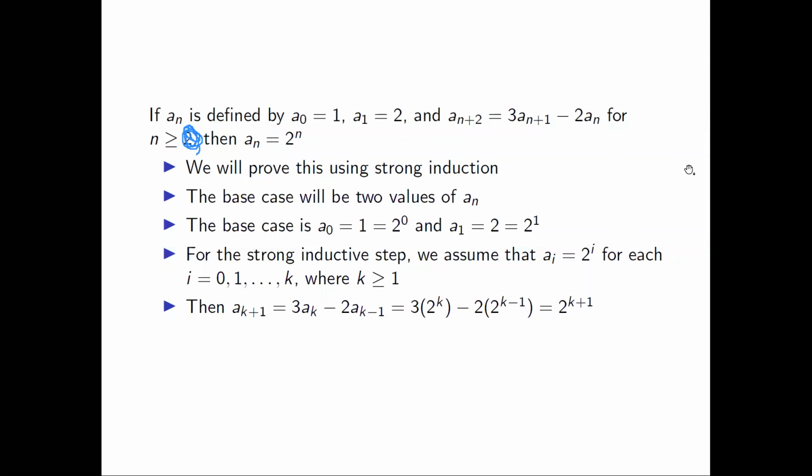We know that a sub k is equal to 2 to the k. We know that a sub k minus 1 is equal to 2 to the k minus 1. So 3 a sub k minus 2 a sub k minus 1, we get 3 times 2 to the k minus 2 times 2 to the k minus 1. And that simplifies to 2 to the k plus 1, exactly what we wanted.